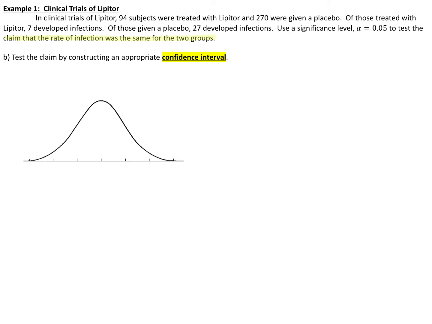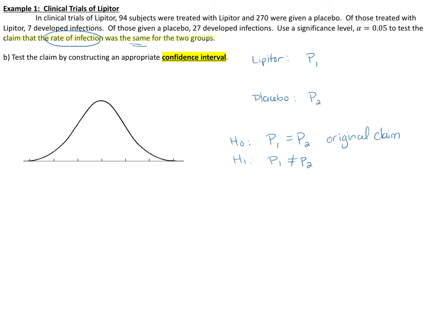We've got two different groups here, the group that's given the Lipitor versus the group that's given a placebo. And we want to know if the rate of infection is the same for the two groups. So the infection rate for group one, we call that P1. And then the infection rate for the people given the placebo, we call that P2. And then the null hypothesis, which contains the original claim, is that the infection rate is the same. Okay, so this is the original claim. And then the alternative hypothesis was that P1 was not equal to P2. And then we told ourselves that that meant that we have a two-tailed test.